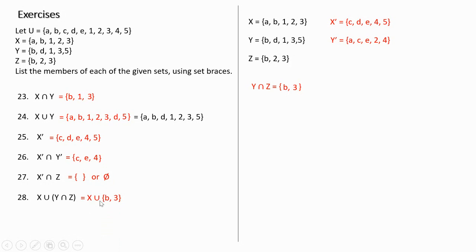Now we have X union with a set containing elements B and 3. So like I said earlier, we're going to write everything that's in X first. Right? X is A, B, 1, 2, 3 from here on the right. Now, if the B's already in here, we don't write it again. Is a B here? Yes, it is. Is a 3 inside here? Yes, it is. So this is my solution, just like that.